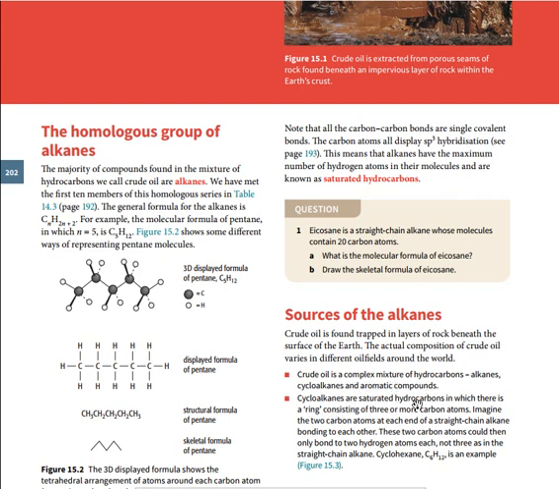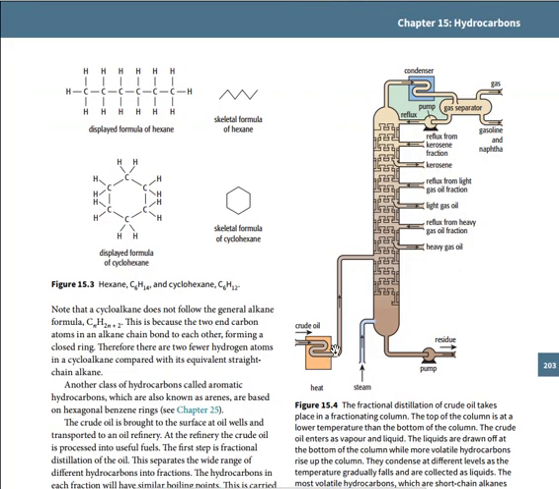Cycloalkanes are saturated hydrocarbons in which there is a ring consisting of 3 or more carbon atoms. So it's made up of a ring of at least 3 carbon atoms. You cannot form a ring with 2. That's why cycloalkane starts with a ring of 3 carbon atoms. So these are the things to visualize here.